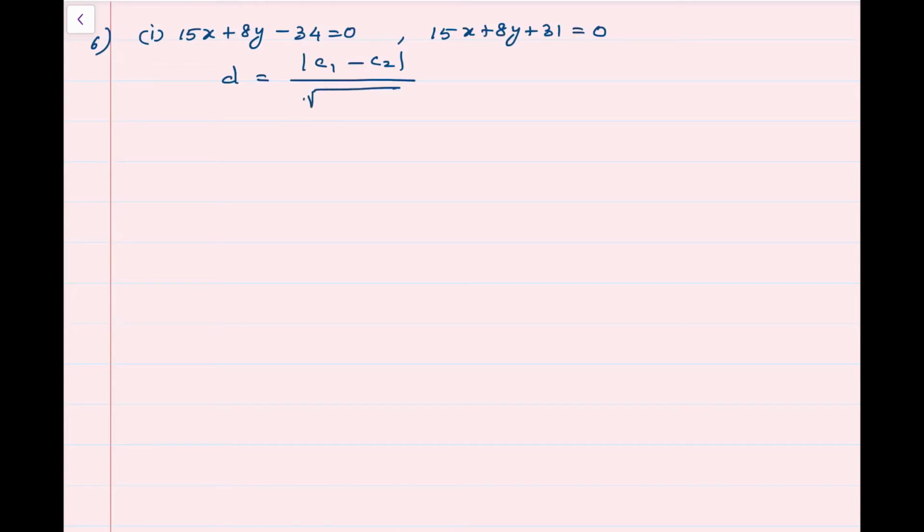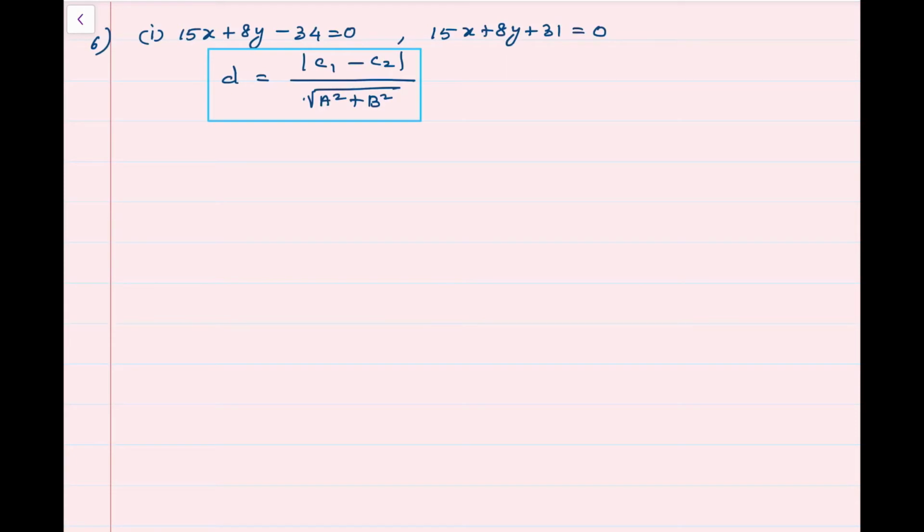Question 6. Find the distance between the parallel lines 15x plus 8y minus 34 is equal to 0 and 15x plus 8y plus 31 is equal to 0. The distance between two parallel lines formula is absolute value of c1 minus c2 divided by root of a square plus b square.